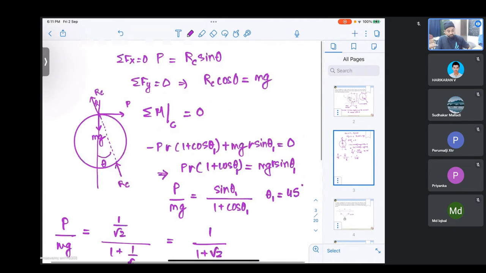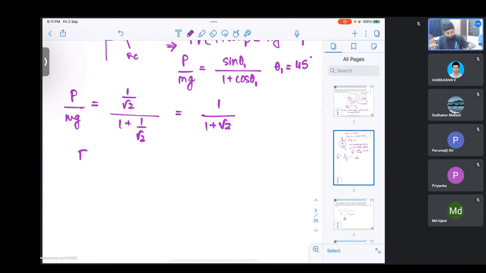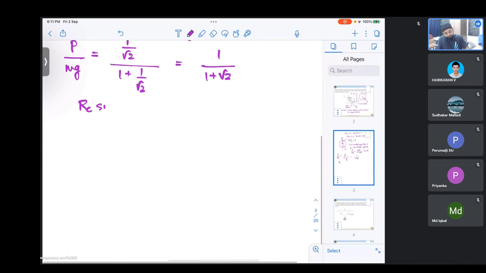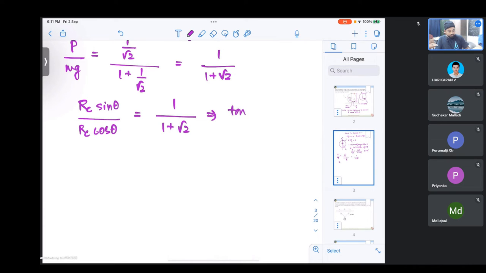Now from these first two equations, we know P and mg in terms of RC and theta. So we can just substitute. From here, we got P as RC sine theta upon RC cos theta, which is nothing but tan theta, and this gives us 1 plus 1 by root 2.